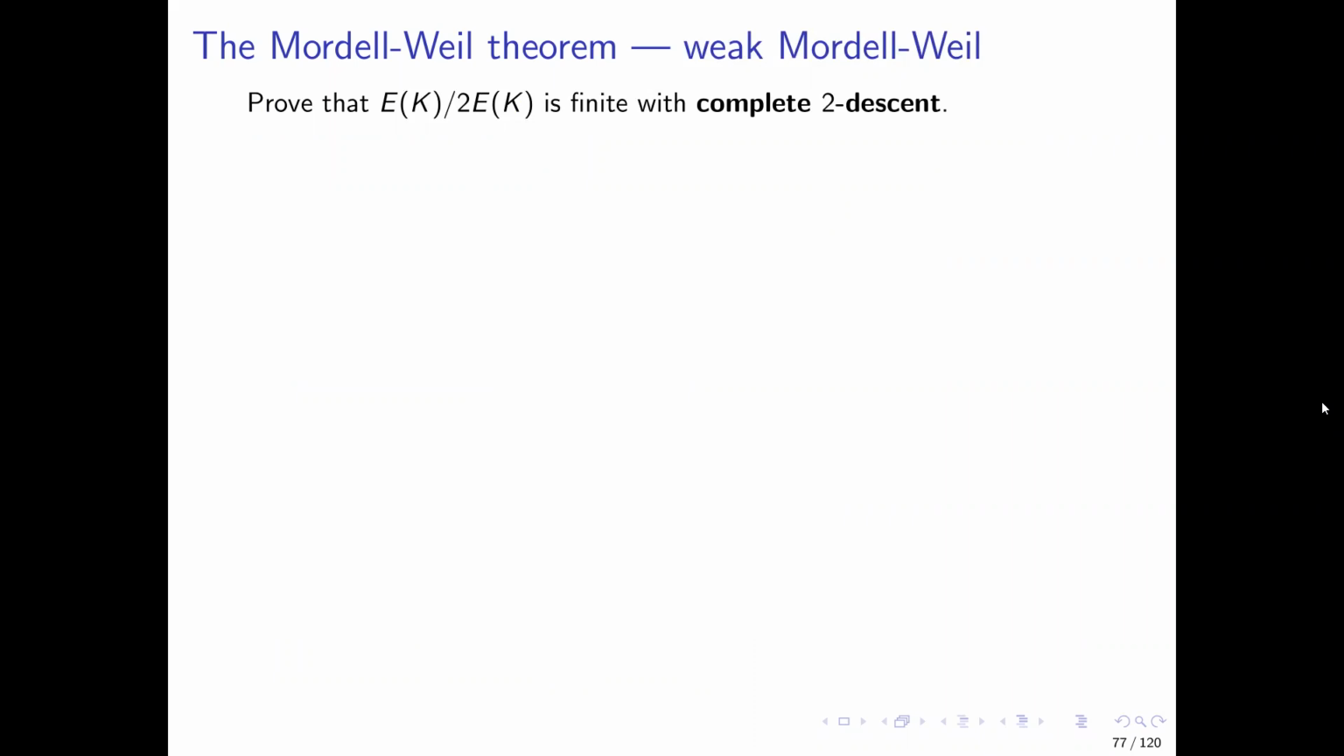Weak Mordell-Weil. We need to prove that E(K) mod 2E(K) is finite. There are several ways to prove it, but I'm trying to get to the proof as quickly as possible. The way I want to use is called the complete 2-descent.